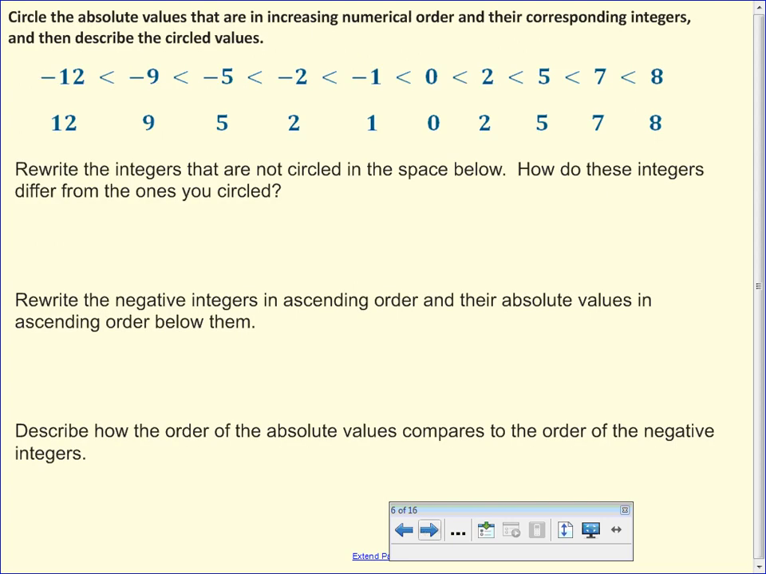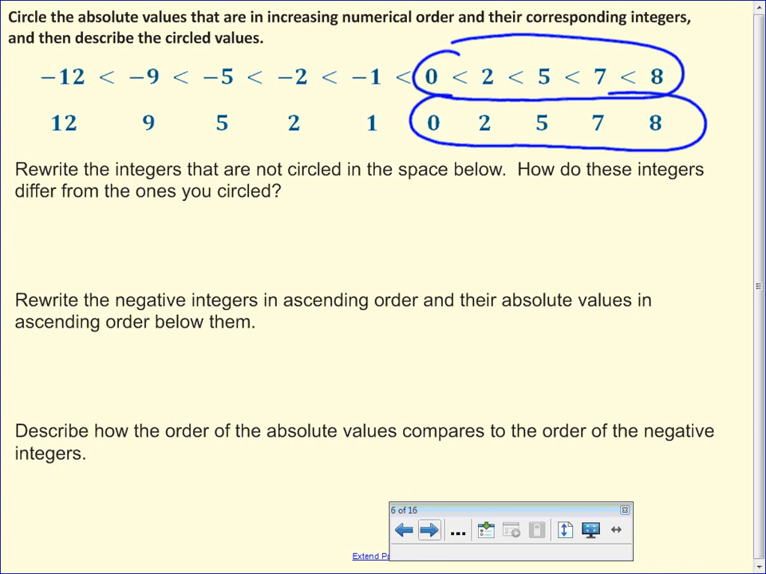The directions ask you to circle the absolute values that are in increasing numerical order and their corresponding integers. So those are these. We just said those are still in the same order. So let's rewrite the integers that are not circled. Remember, integers are the original number. So the integers are negative 12, negative 9, negative 5, negative 2, and negative 1.